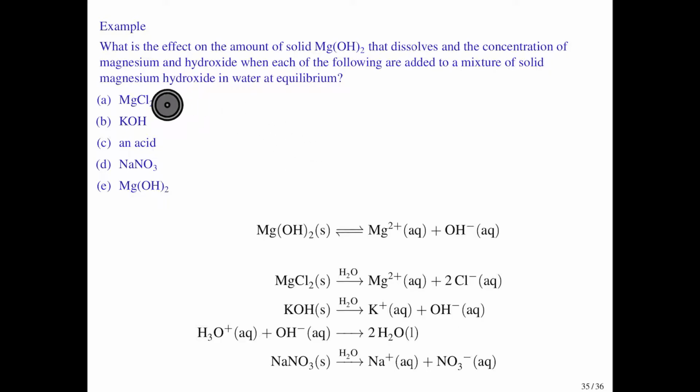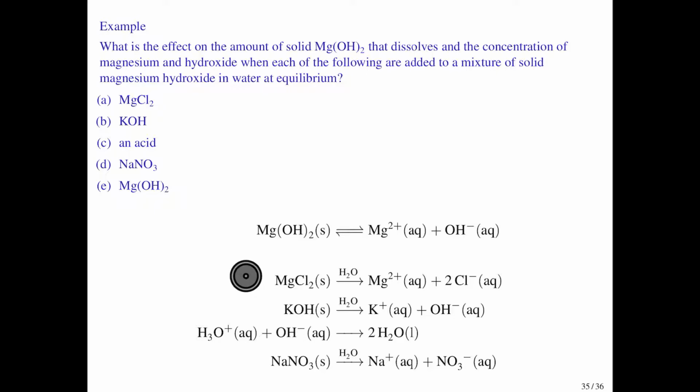So first off, we'll start off by adding solid magnesium chloride to this reaction mixture. And what happens when you take solid magnesium chloride and you dissolve it in water? It dissolves readily, so you're going to be forming magnesium cations and chloride anions. There you're going to have an ion in common with the magnesium, okay? And so that's going to increase the concentration of the magnesium, which is going to push this reaction to the reactant side according to Le Chatelier's principle and the common ion effect. And so that is going to make the magnesium hydroxide less soluble by adding this species.